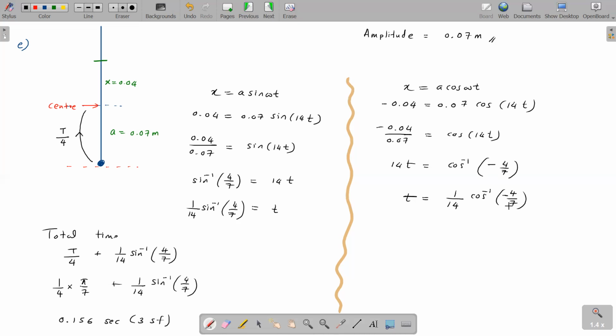Guys, can I know how much it is? Do you get the same answer? You need to type it in the calc. Check whether you get the same answer. Yes, right? You should get the exact same answer, 0.156 seconds, correct to 3 significant figures. So you must get the same answer. Okay? This is clear?